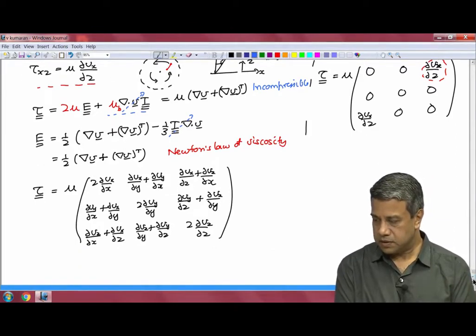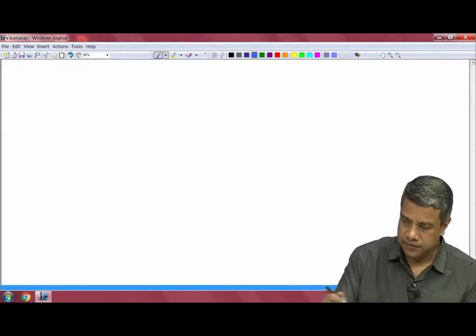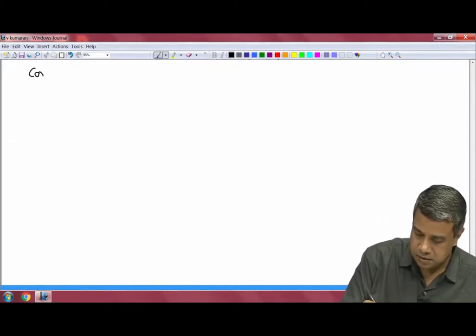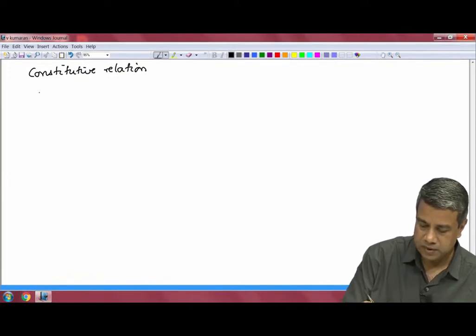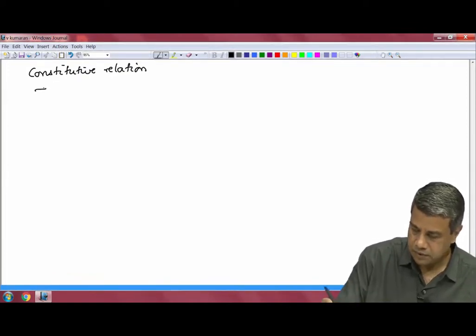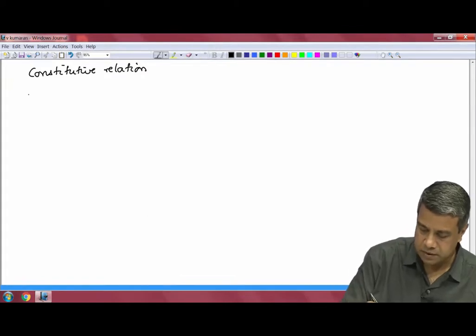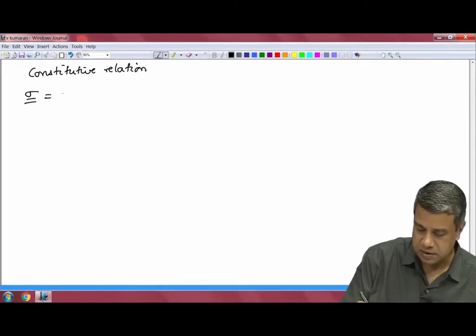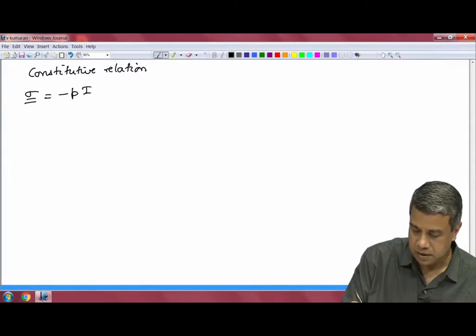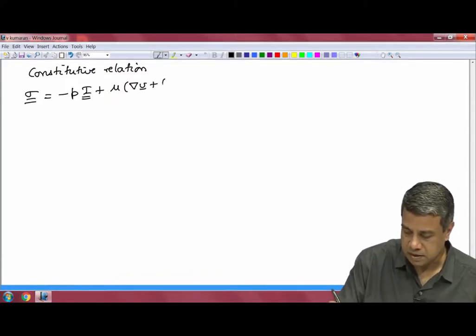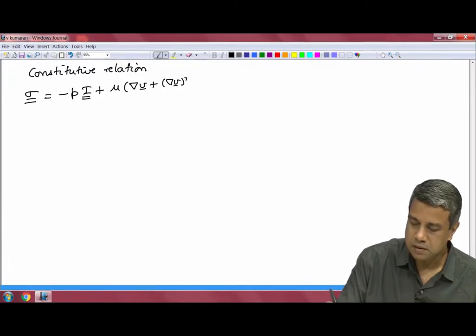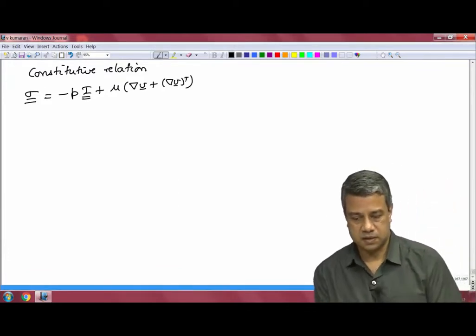Okay. So, this is the constitutive relation. Let me write the constitutive relation for the total stress tensor: sigma is equal to minus p I plus mu into gradient of the velocity plus its transpose. Okay, that is the expression for the stress tensor.